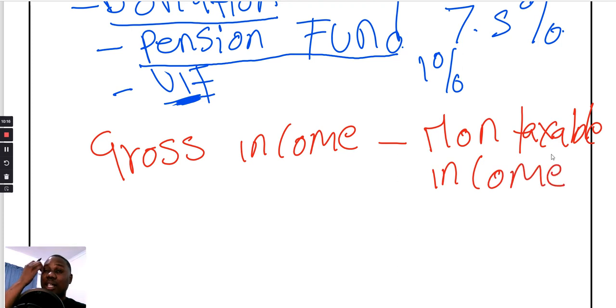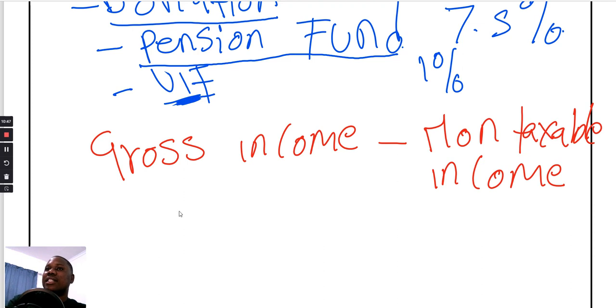But remember, it's not mandatory, it's not compulsory that everyone has to donate. It's not compulsory that everyone contributes to the pension fund. We will go with the information that is given. If someone says they contribute to the pension fund, that is the information that we are going to follow. Okay, if someone contributes to the UIF, that is the information that we're going to follow. Okay, right.